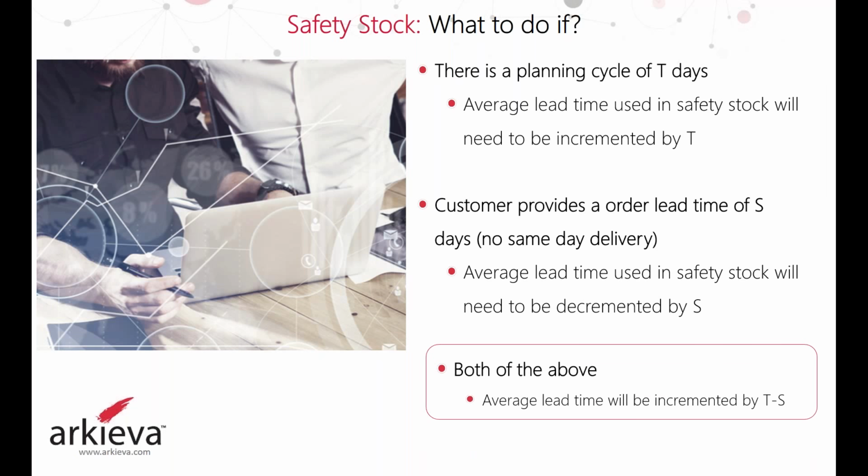If both of the above are happening, meaning you have a cycle and the customer is also willing to give you a lead time, then the average lead time will be incremented by T minus S, in which case T is the cycle time and S is the customer order lead time. If it so happens that your customer order lead time is more than the supply lead time, well, guess what? You don't need to carry any safety stock because your customer is willing to wait longer than what it takes for you to procure the product. In that case, you are in a true make-to-order environment.